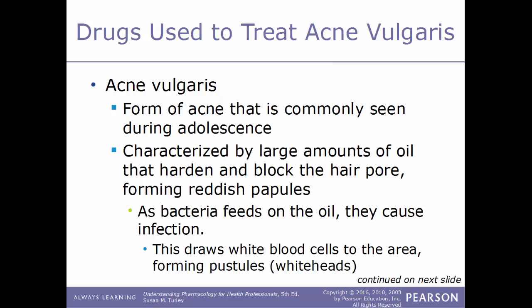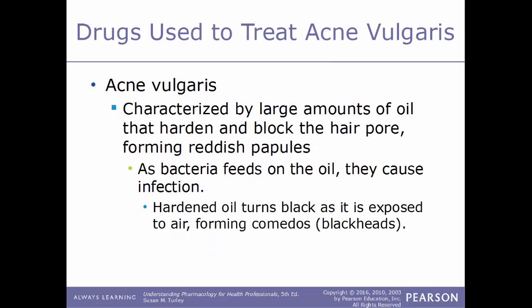Alright, now we'll talk about drugs that are used to treat acne vulgaris. Acne vulgaris is the form of acne that is commonly seen during adolescence. It's characterized by having large amounts of oil that harden and block the hair pore, forming a reddish papule. Bacteria will feed on the oil and they will cause an infection. This draws white blood cells to the area, forming pustules, also known as whiteheads. This hardened oil will turn black as it is exposed to the air, forming comedos, also known as blackheads.